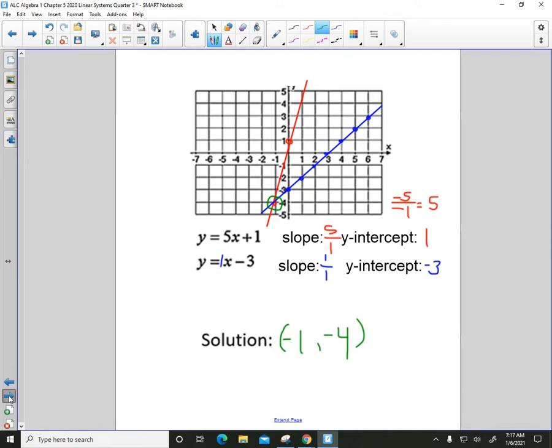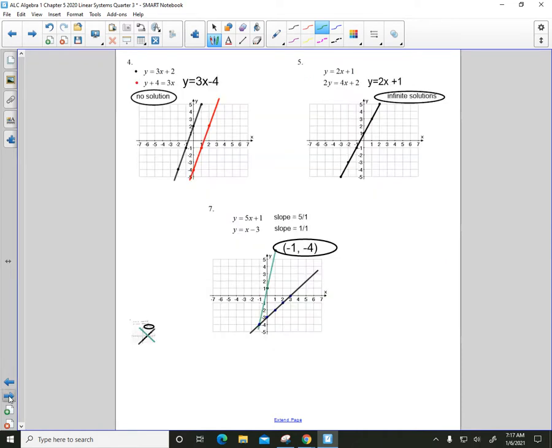But in summary, there's 3 ways that these things can turn out. They can turn out that there's no solution, that you got parallel lines. It can turn out that there's infinite solutions because it's the same line graphed twice. Or it can turn out that there's one solution. And thankfully, it's the same solution that we just got.